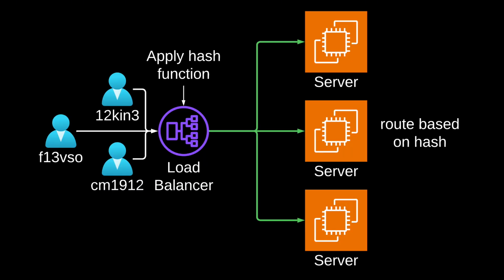And finally, hash-based. The request gets routed based on a key, like a user ID or a shopping cart ID. This is great for keeping related traffic together, but it can create hotspots if keys aren't well distributed.